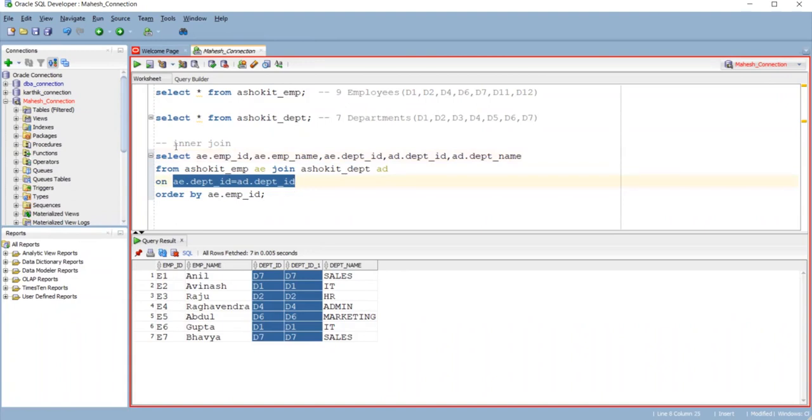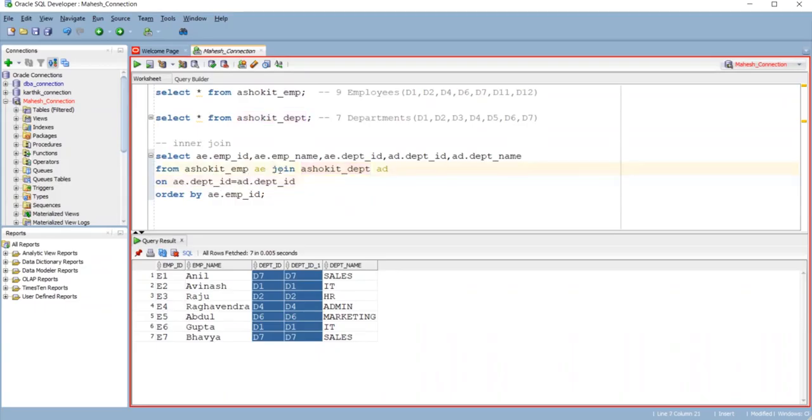Understand? Inner join means if the join condition becomes true, then only the record of information will be fetched from the left hand side table and the right hand side table, sir. If the join condition becomes false, then it won't select the data from the left hand side table and the right hand side table. Okay.